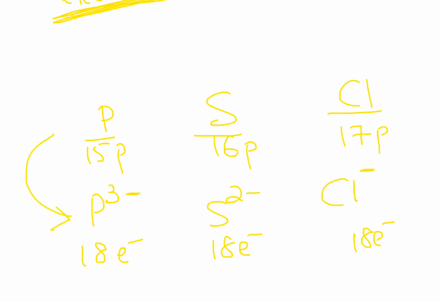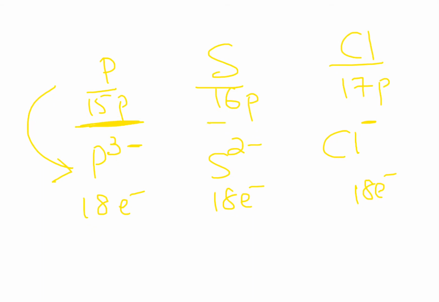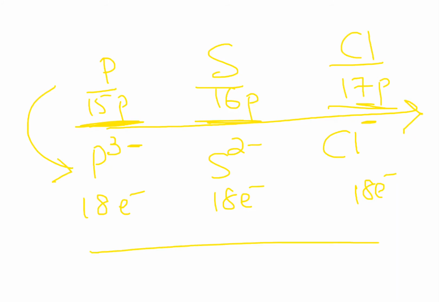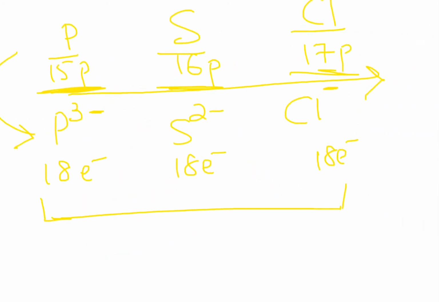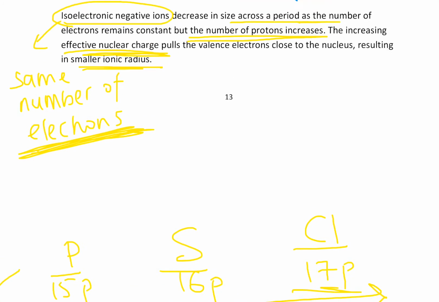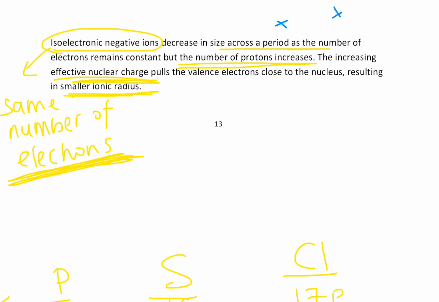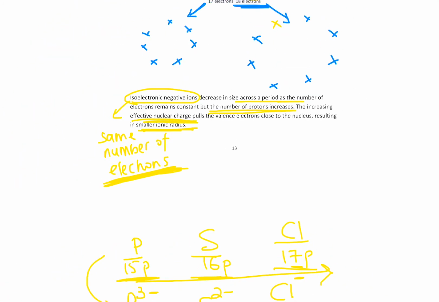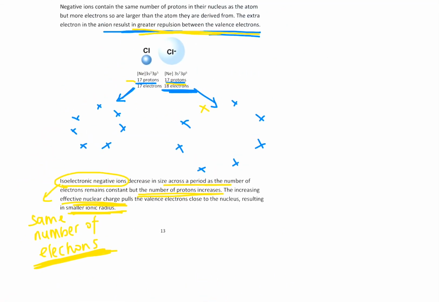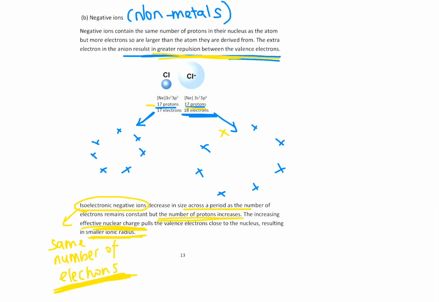If they are forming the anion, it will have the same number of electrons. As you can see, the number of protons is increasing across a period, but the number of electrons remains the same because they are isoelectronic ions. So the number of electrons is the same, but the proton number is increasing. Effective nuclear charge increases, which means that there's going to be a smaller ionic radius. So that's it about the trends in ionic radius.